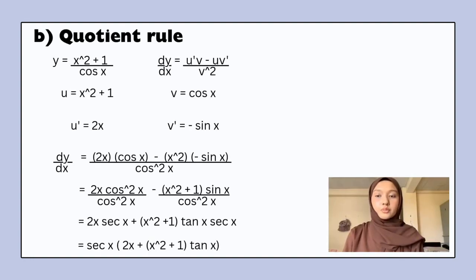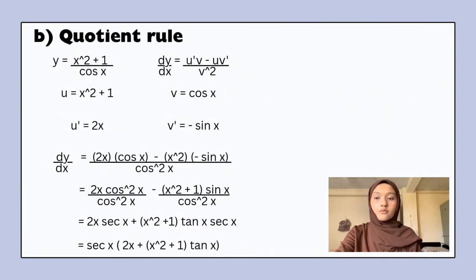Next, we will move to question B. I will use the quotient rule because the function is in fraction form. The formula for the quotient rule is u prime v minus u v prime, over v squared. So first step, like usual, we need to find u prime and v prime. The derivative of x squared is 2x, the derivative of a constant is 0. So we will get the value of u prime is 2x.